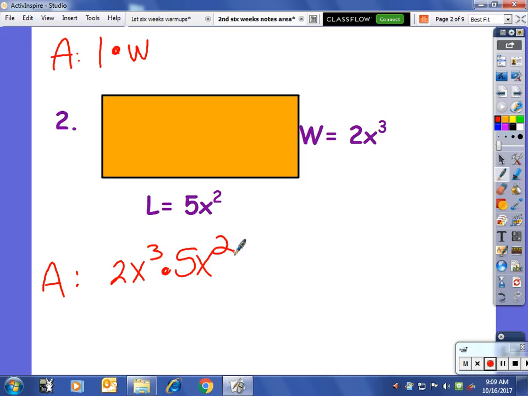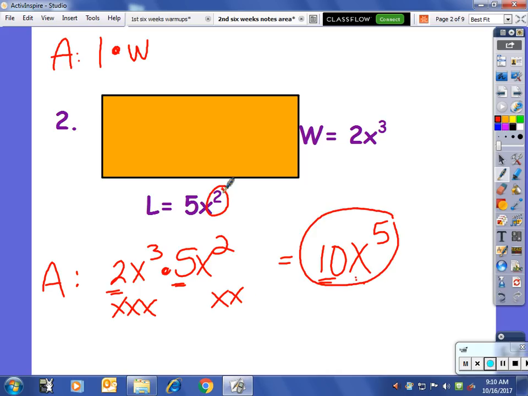What's my final answer going to be? 10x to the fifth. Okay, because this is 2 times 5. That's how we get the 10. There's 3 x's here, 2 x's here. That's only 5 x's, not 6 of them. Right? So look at my answer for area versus what I started with. When you are finding area, your exponent should always change because you're multiplying x's times x's.